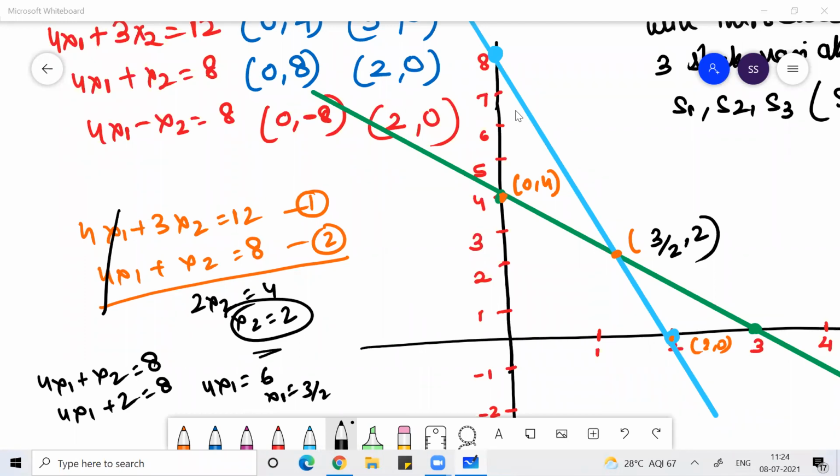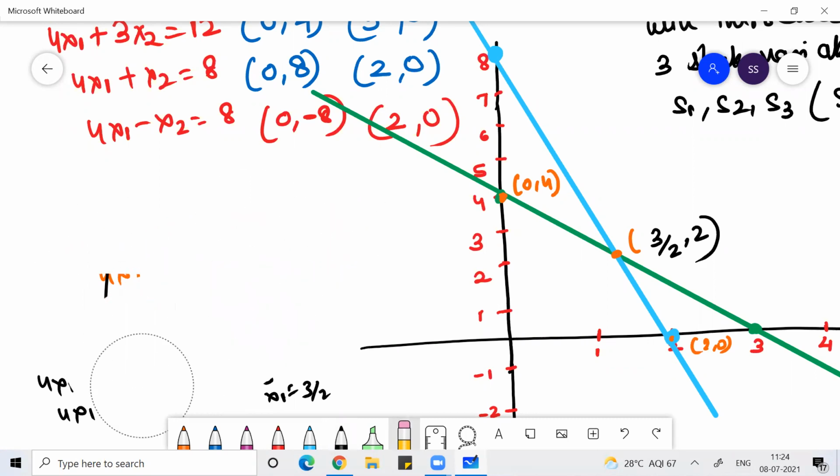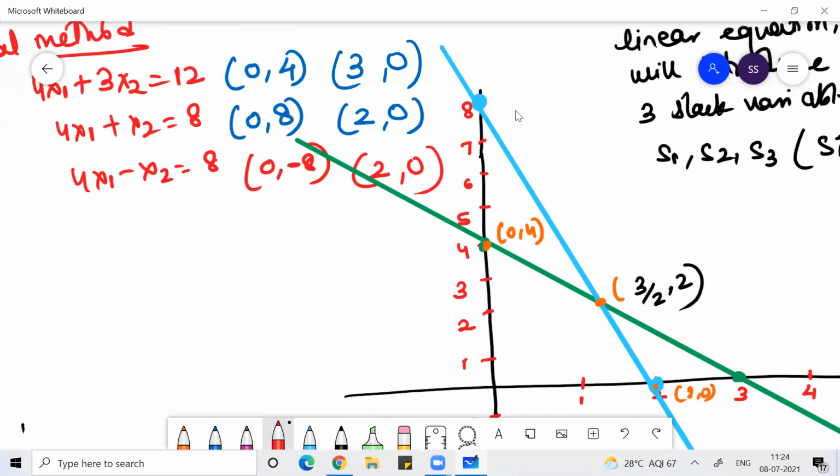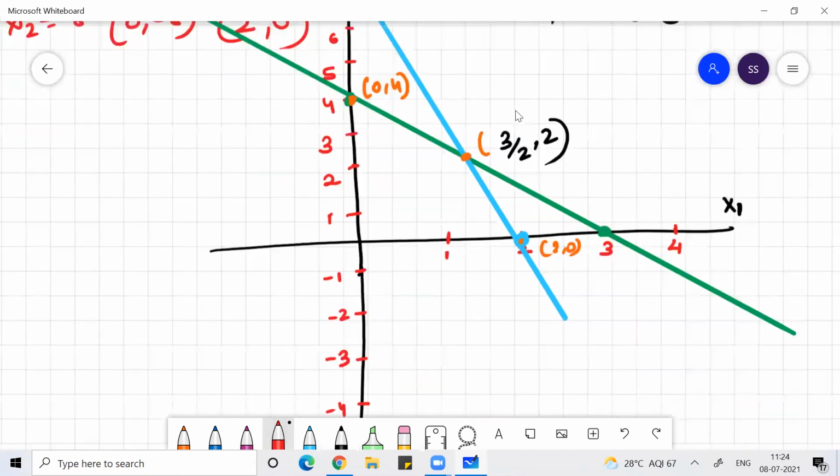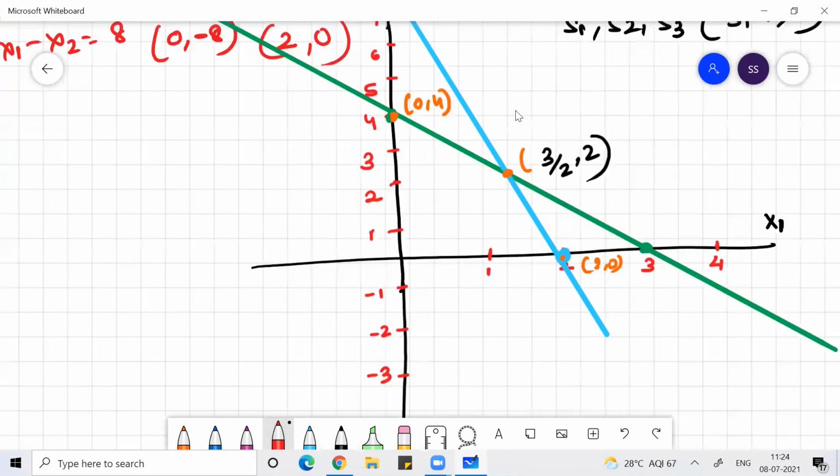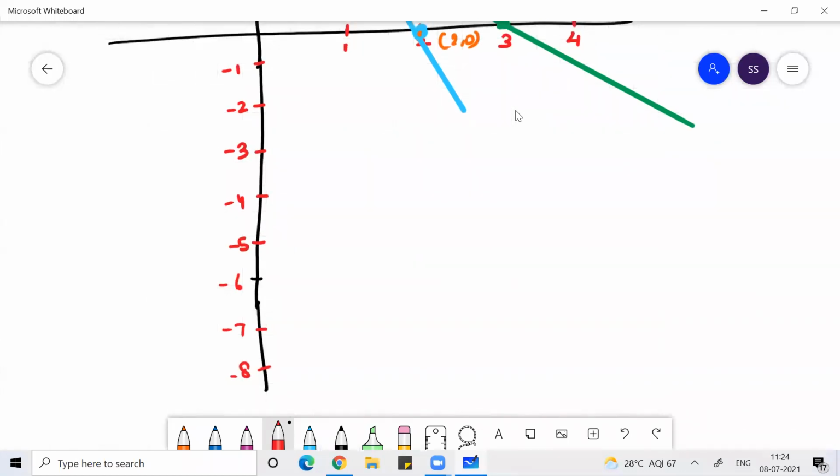So I believe you understood this, right? This area you can find with that. Right, now going further, the third one is 0, minus 8.